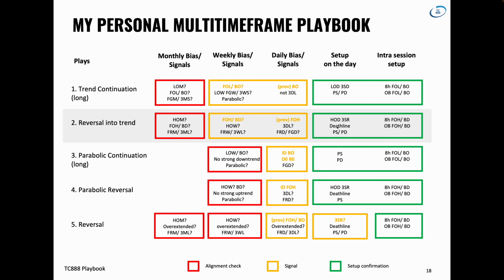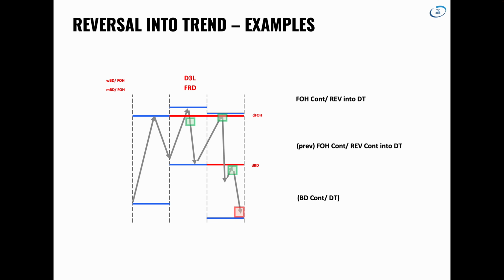Then on the day, as we discussed, we want to be high of the day, 3 sessions of rise, death line, parabolic session or parabolic day. We just discussed that. And then intra-session, to have the final confirmation, we want an 8-hour fake out high or breakdown, open box fake out high breakdown, continuation trap, then we have the entry. So here you see how to read that lines, and this logic I have for all my plays. This is my playbook. This is my whole trading system. Looks complex, isn't. So let's look at examples.